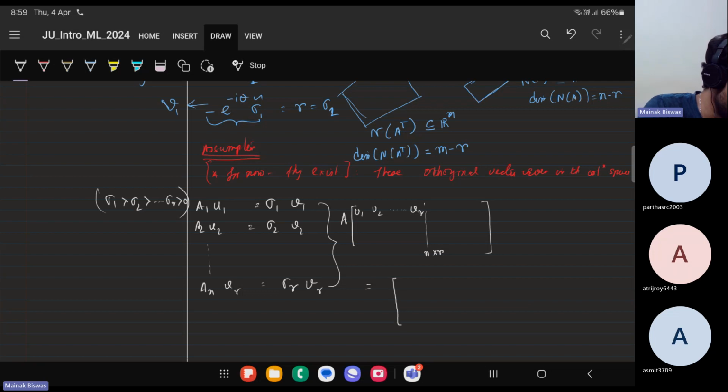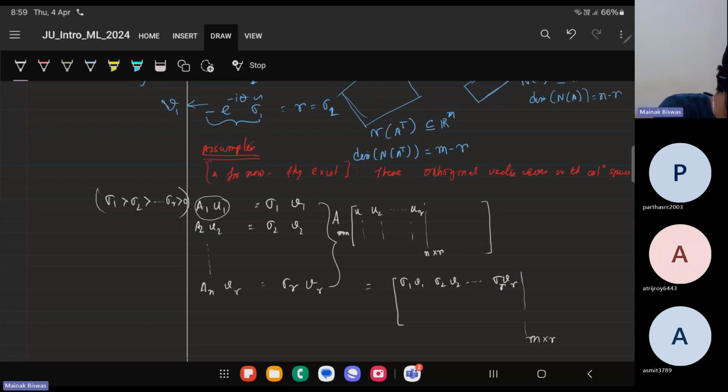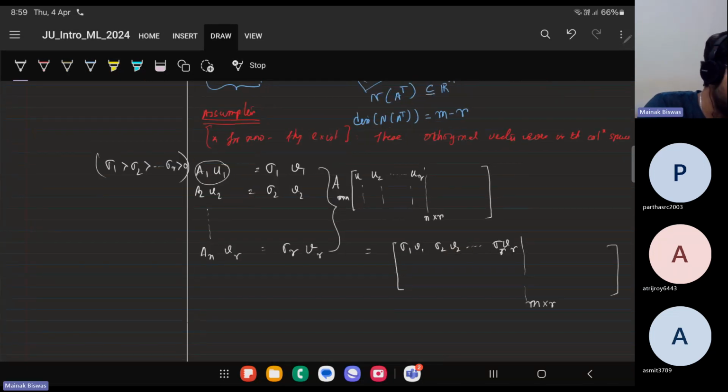So this will be, do you agree, sigma 1 V1, sigma 2 V2. In matrix form, always try to write the block matrix. Sigma R VR, yes or no? This is again M cross R. I'm just stacking this column wise. So what do I get? I'll keep some space here again.